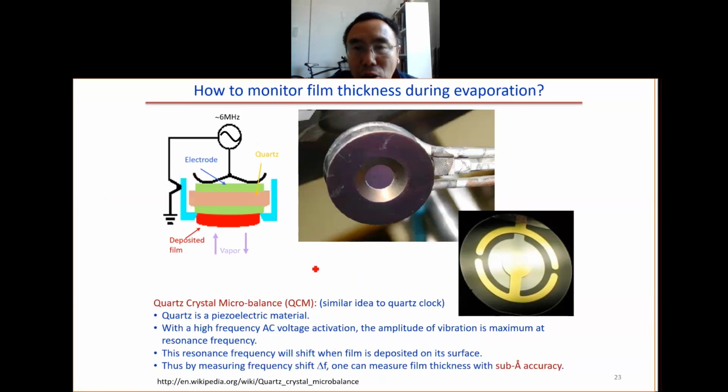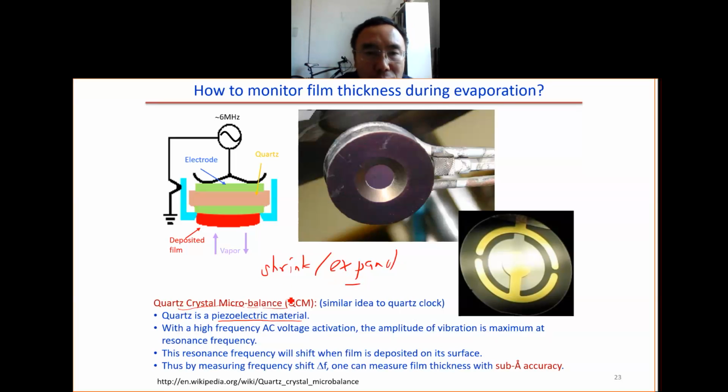Now let's look at how to monitor the film thickness. We use a quartz crystal, called a quartz crystal microbalance. We know that quartz is a piezoelectric material. That means when you apply the voltage, it will shrink or expand.